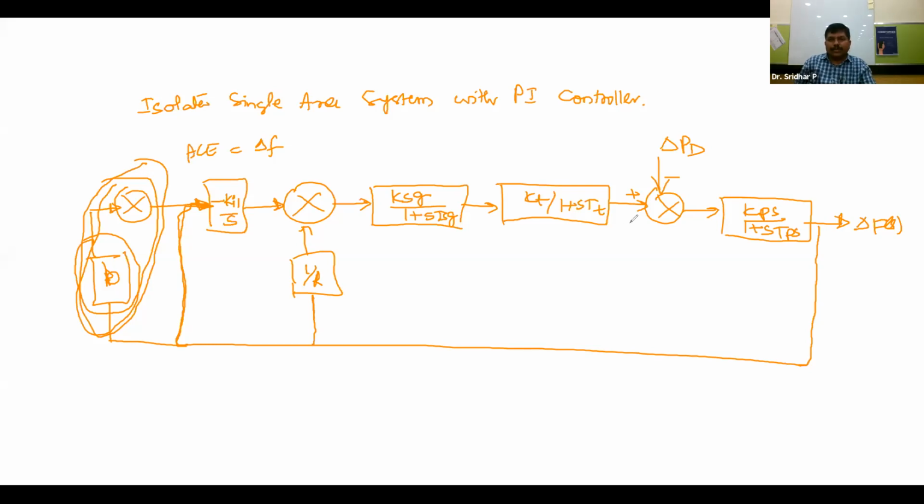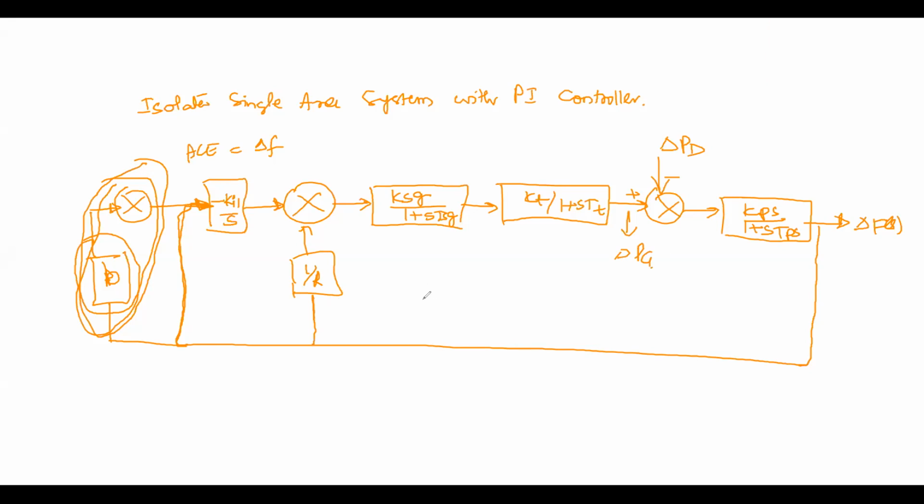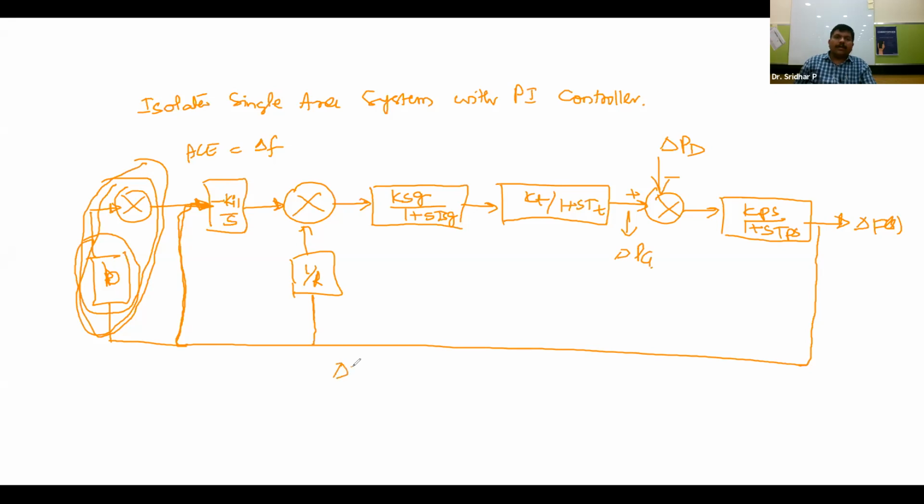So this input is nothing but the delta PG. In this one, if you develop the transfer function, it is the delta F of s output by whatever the input is. The input is nothing but delta PD. Now the total transfer function: this is the forward path transfer function, KPS by 1 plus sTPS, divided by the total value. Now these are exactly in parallel to each other.